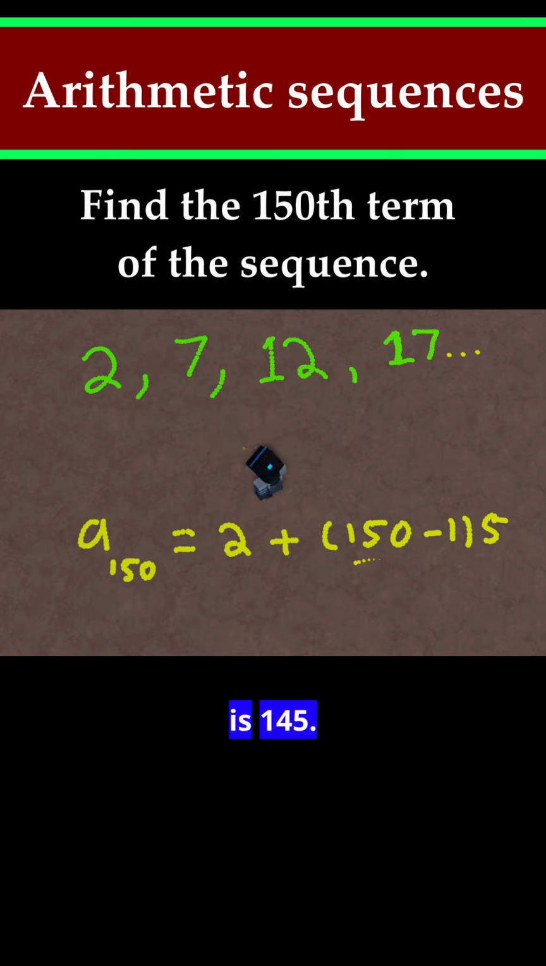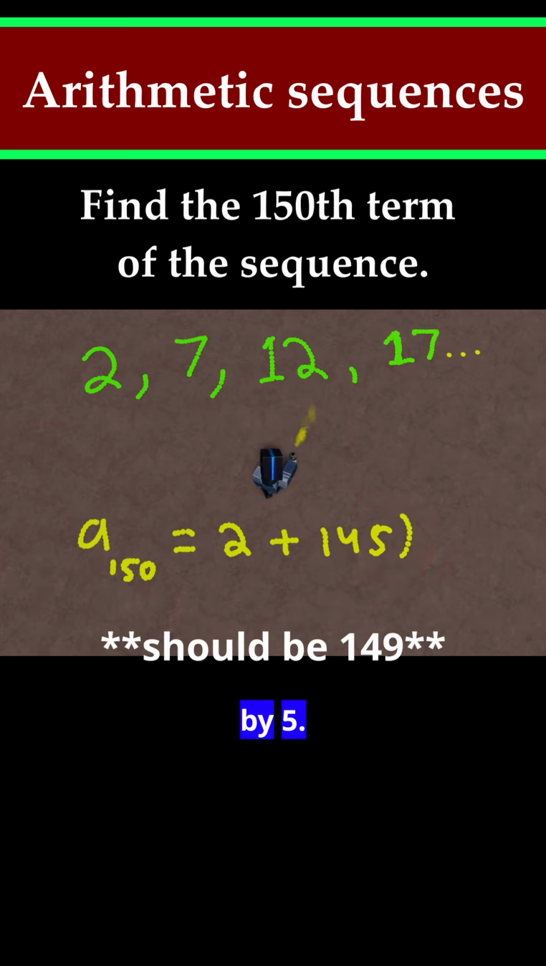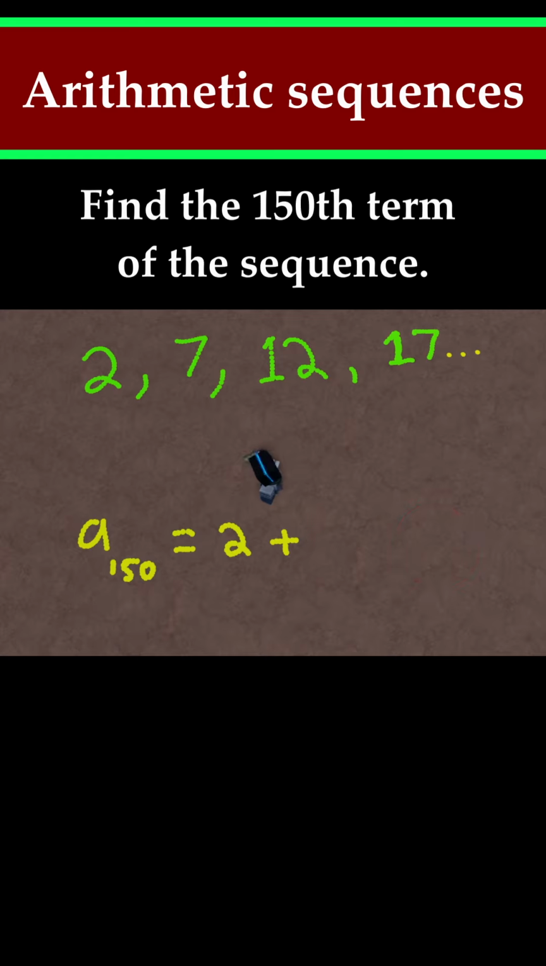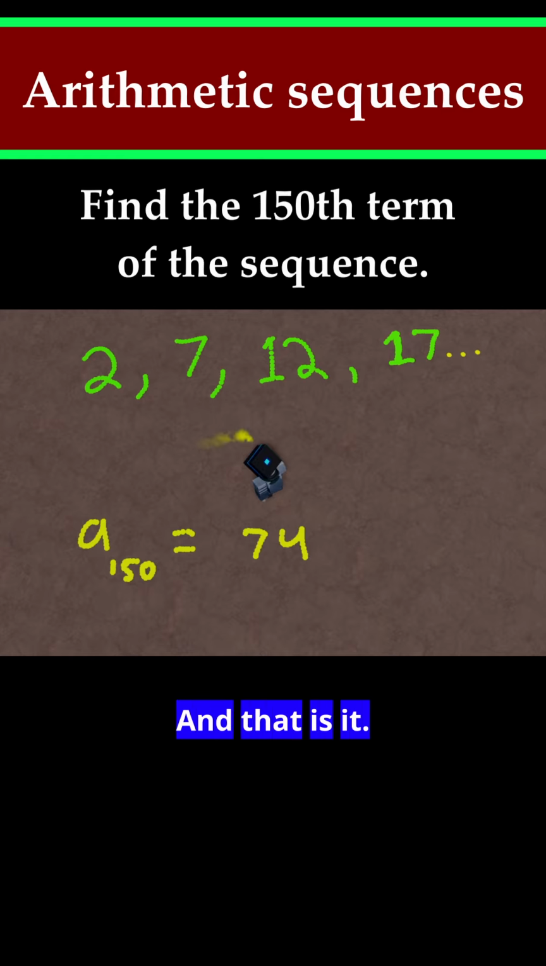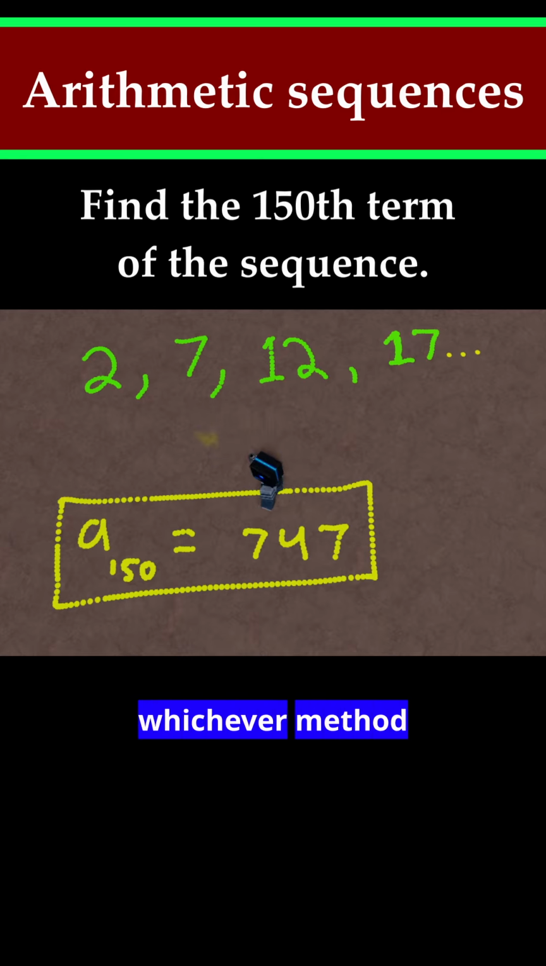So 150 minus 1 is 149, and then we need to multiply that by 5. 149 times 5 is 745. And then 2 plus 745 is 747. And that is it. That's another way that you can solve this problem. So pick whichever method you like.